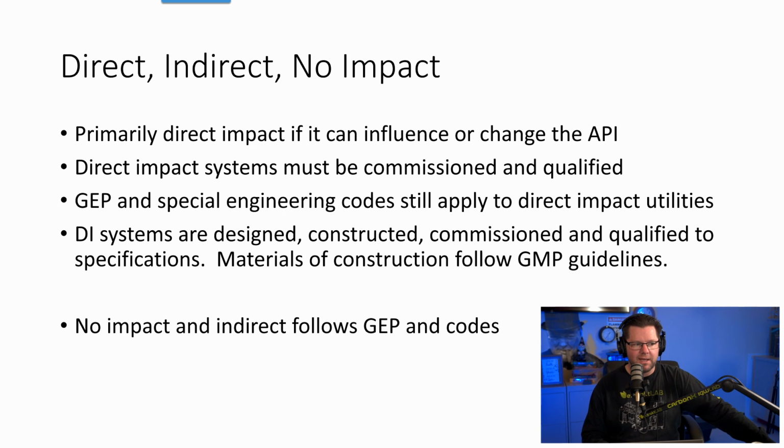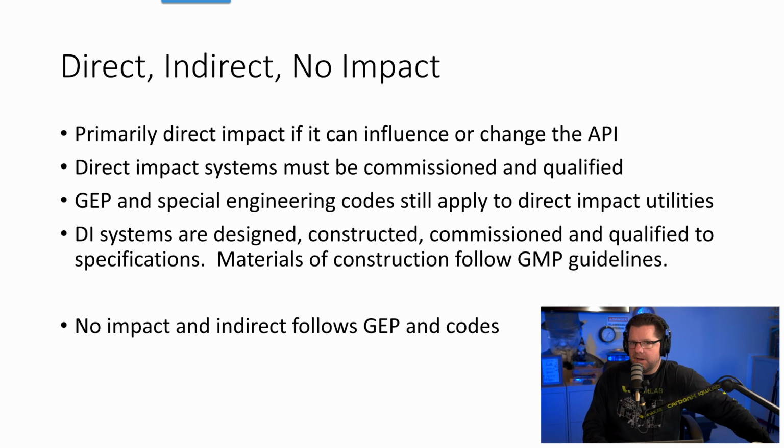Direct impact systems are designed, constructed, commissioned, and qualified to specifications. That's where we were talking about URS, or user requirement specifications. Those are the specifications that are in there. If you go through a risk assessment first, then you create your URS, then you commission the materials to be built according to the specifications. Then after they're made, you commission them according to those specifications, and then you qualify them for actual performance after they're made. And the qualification really comes from your, again, quality unit.